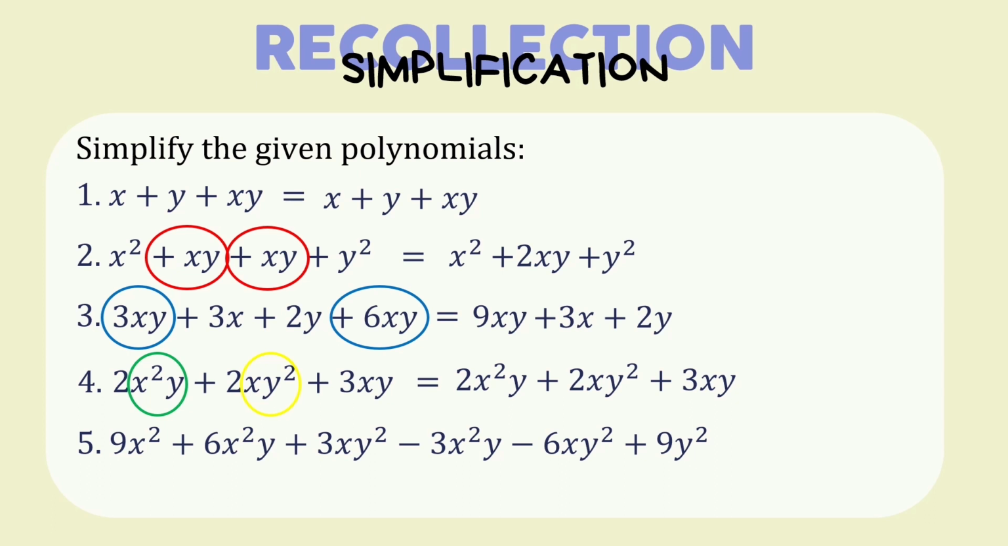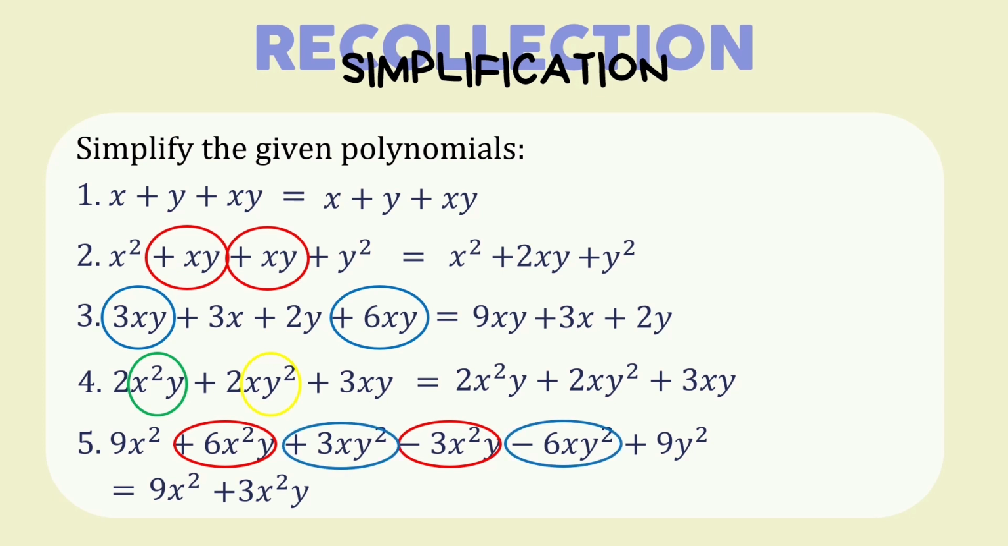Through observation, we can see that 9x squared is unique, so we just have to copy that. Meanwhile, we have similar terms 6x squared y and negative 3x squared y. If we add them, we should have 3x squared y. Meanwhile, 3xy squared and negative 6xy squared are also similar. By adding them, since negative 6 is greater, it will result to negative 3xy squared. And lastly, 9y squared is also unique, so that stays as is.